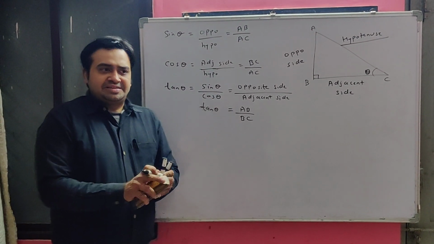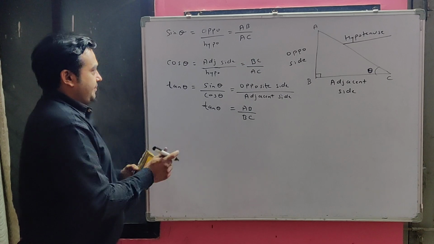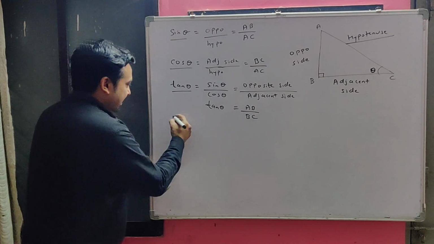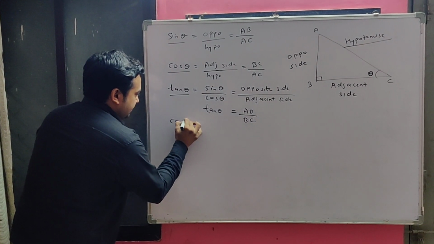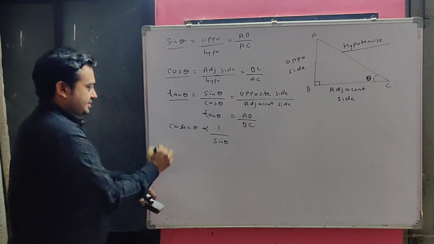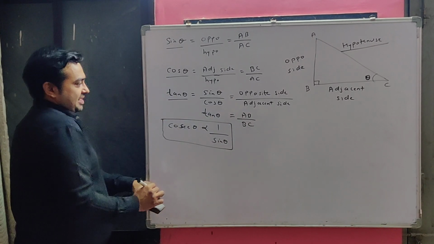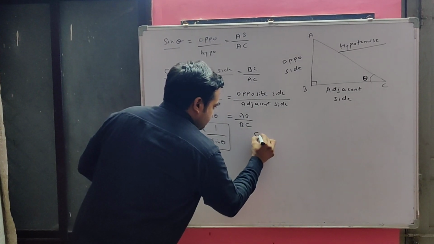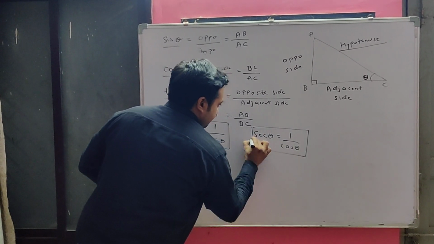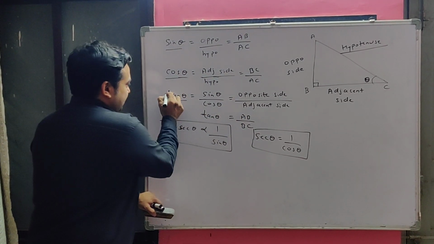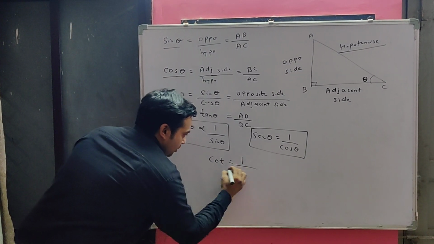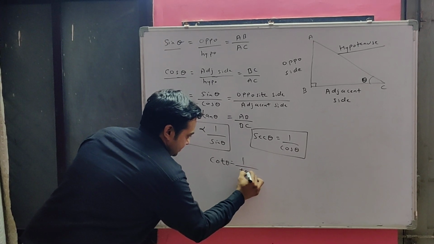The other three trigonometry functions are the reciprocal of sine theta, cos theta and tan theta. Those are cosec theta, the first reciprocal, which is a reciprocal of sine theta. Second one, a reciprocal of cos theta is called the sec theta, that is 1 upon cos theta. And the third trigonometry function is cot theta, which will be reciprocal of tan theta.